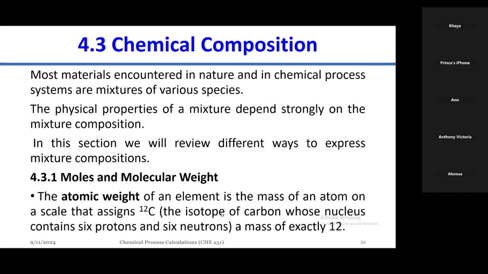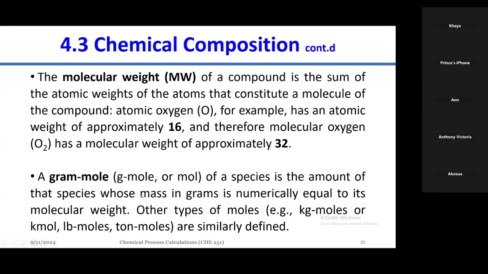Let's look at chemical composition. You guys did this in inorganic chemistry, so I won't talk much about it. We're going to talk about atomic weight, molecular weight, and then gram mole. I think I have to talk about this a little. When you talk about the gram mole, it's just the same as a mole. So anytime you see gram mole, just know it's the same as moles. Right? Yes, it doesn't change anything. The fact that it's gram doesn't mean it's different from moles.